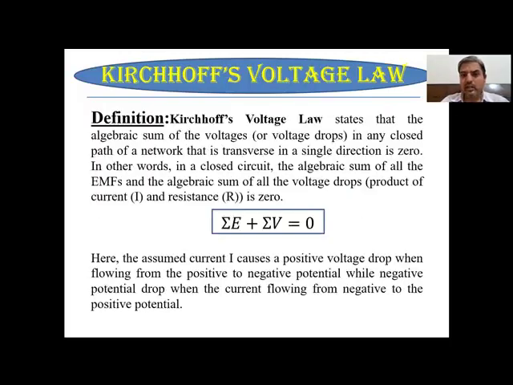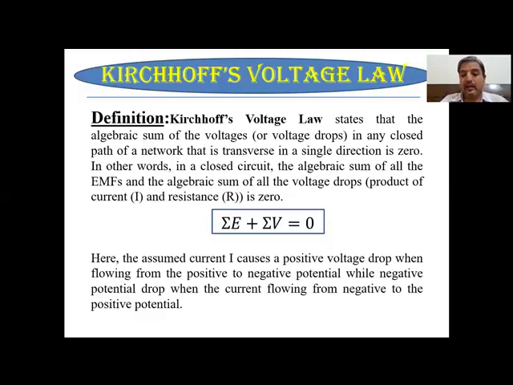Now discussing KVL. KVL states that the algebraic sum of the voltages or voltage drops in a closed network that is traversed in a single direction is 0. In other words, the algebraic sum of all the EMF provided by the batteries and the algebraic sum of all the voltage drops across the circuit components is 0. That is denoted by the equation: summation of E, that is the EMF of all the batteries, plus summation of the voltage drops in the circuit elements. Circuit elements may be resistive, inductive or capacitive, but here we have taken the resistive element only. So summation of E plus summation of V must be equal to 0.